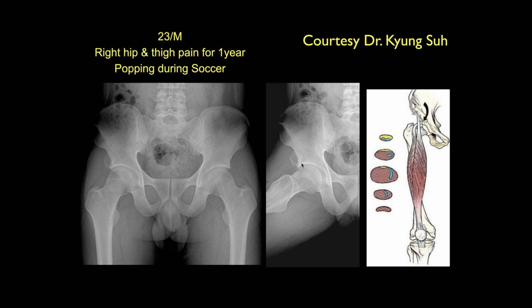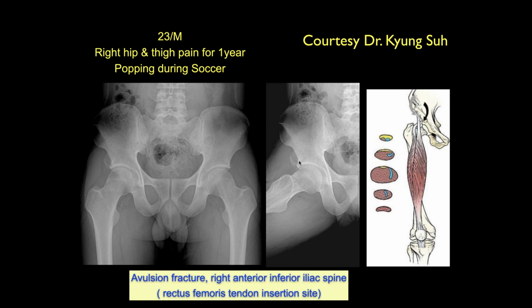What attaches there? It looks like you're showing part of the quadriceps. Do you know what tendon attaches here? There are actually two heads that attach here. Rectus femoris. Yeah, the rectus femoris is the one inferiorly, and then the sartorius is superiorly, correct? So this is an avulsion injury at the rectus femoris tendon attachment.